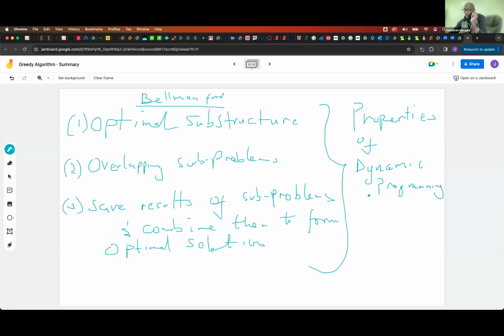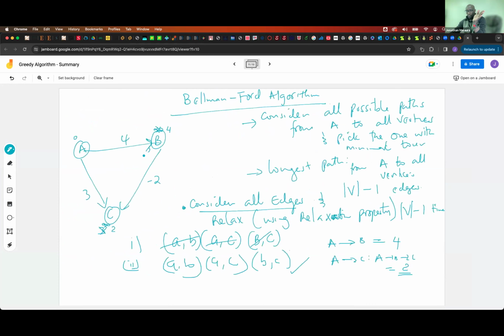So important here, the properties of dynamic programming: the problem should have optimal substructure. The solution to a sub-problem will form part of the global solution. The problem must have overlapping sub-problems, so not necessarily that we are solving the same sub-problems, but we are solving parts of the problem. Then we can save the results of the sub-problems, and we combine them to form the optimal solution. And that's what we did with Bellman-Ford.